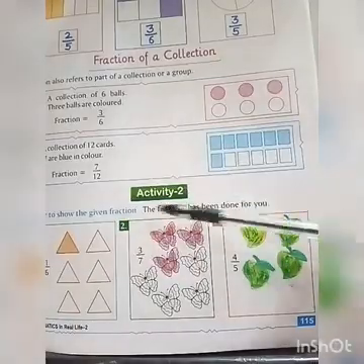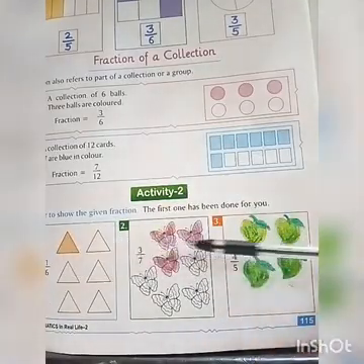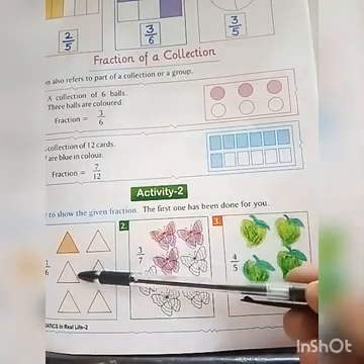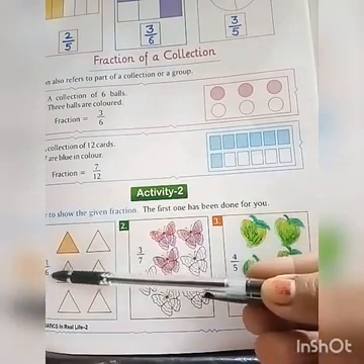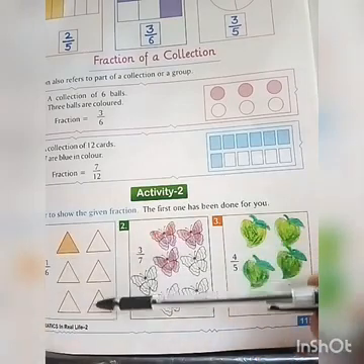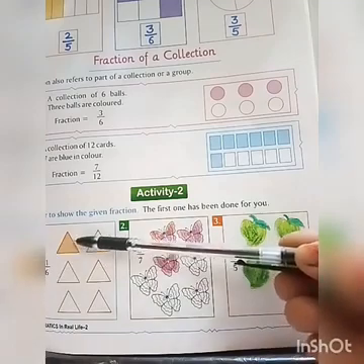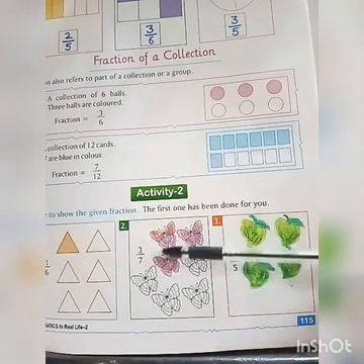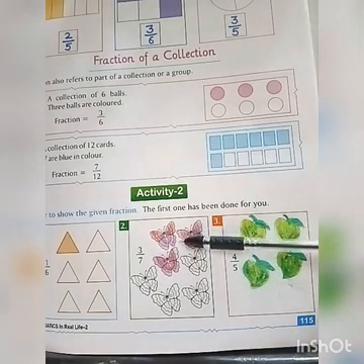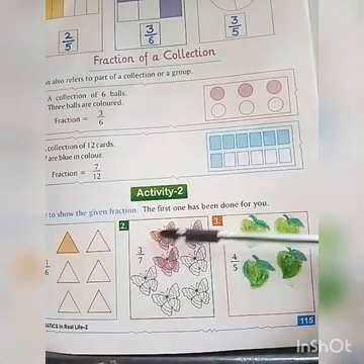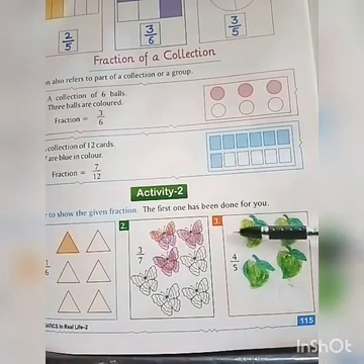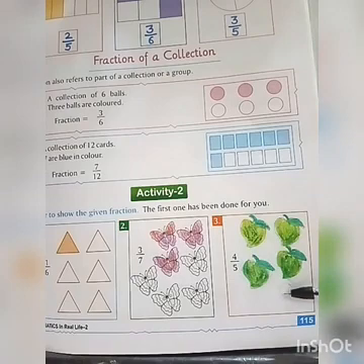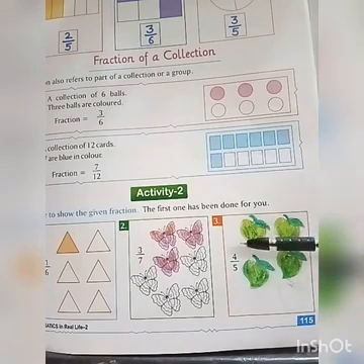In activity 2, fractions are given and we have to color in the figures according to that. First question is 1/6. Total parts are given 6 and we have to color only one triangle. See the next question, 3 upon 7. Total butterflies are given 7 and we have to color only 3 butterflies. In question number 3, 4 upon 5. Total mangoes are given 5 and we have to color only 4 mangoes.